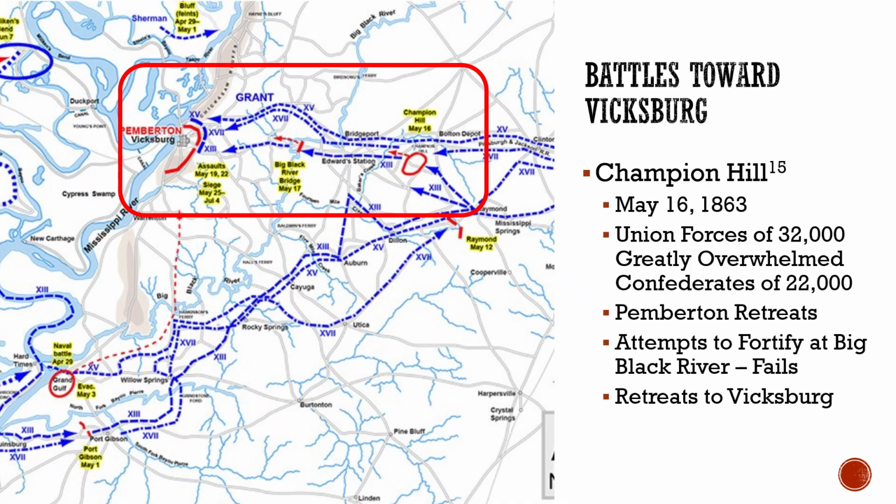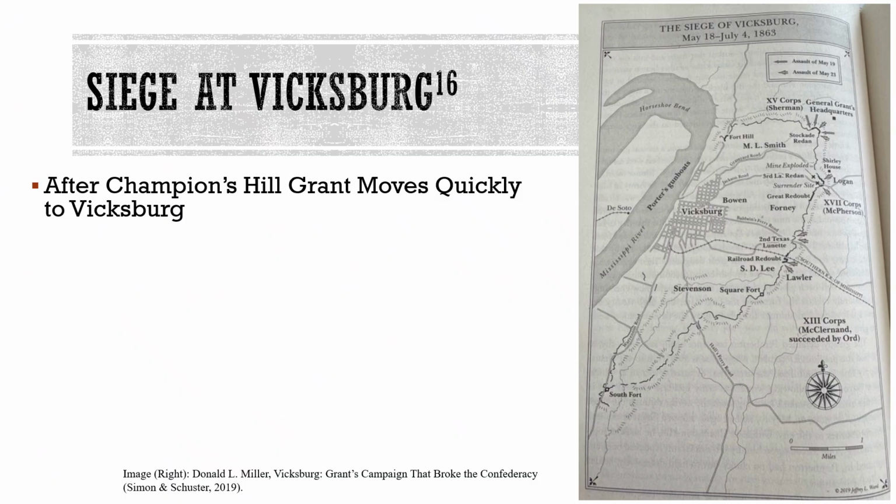One of the larger battles in this series takes place at Champion Hill on May 16th of 1863. Once again, the Union forces greatly outnumber the Confederates, 32,000 to about 22,000. The Confederates are forced to retreat rather quickly. They do attempt to regroup back at Big Black River. This also fails, and after that, they are forced to retreat back to Vicksburg.